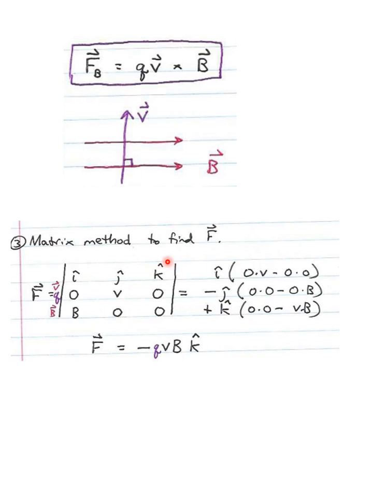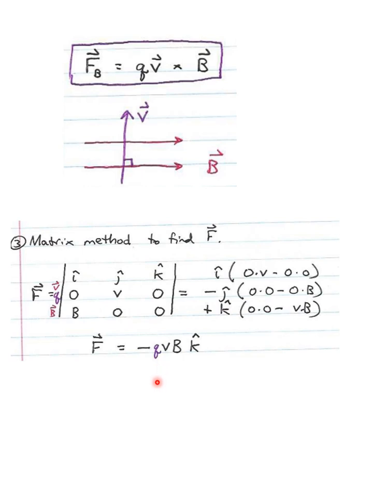Finally, you say plus k hat. You eliminate k hat's row and column, and you've got this 2 by 2 matrix. The 0, v, B, 0. So let's do that determinant. 0 times 0 minus v times B. So we've got negative v times B. The i hat and the j hat component have gone to 0, and what we're left with is negative, oh, don't forget the Q that's there on the side being multiplied by all this, so negative QvB times k hat.